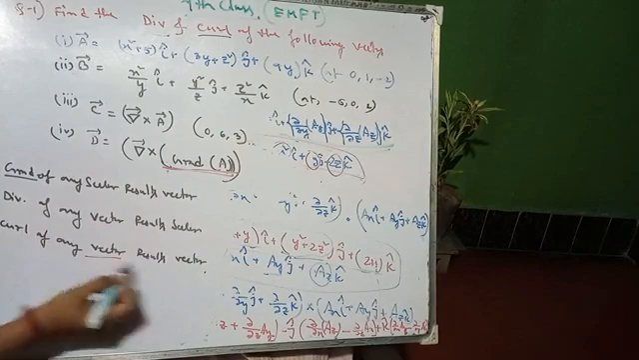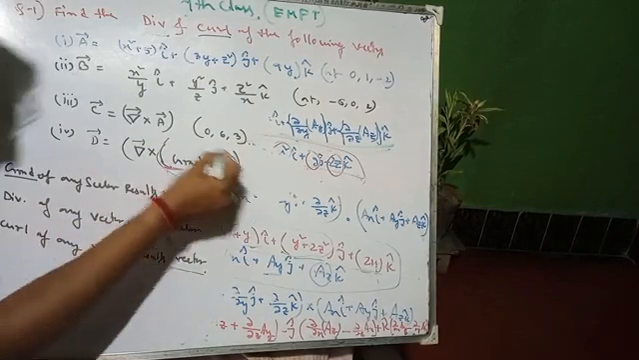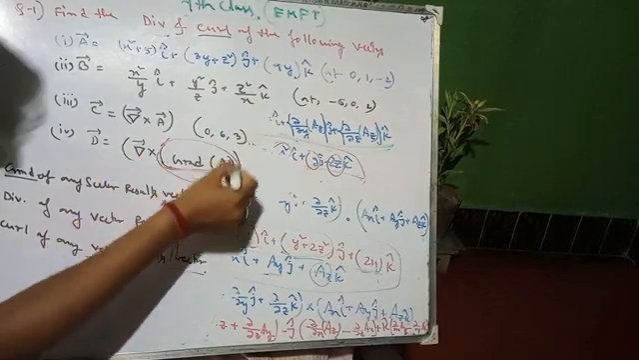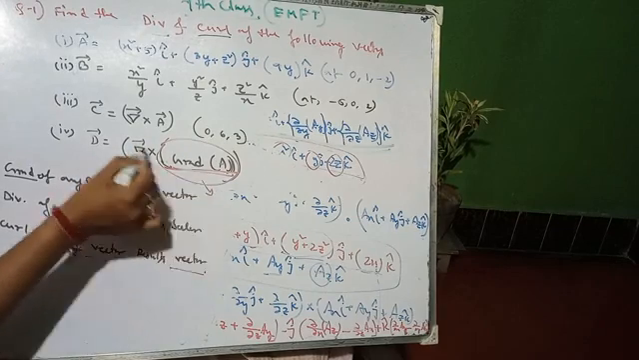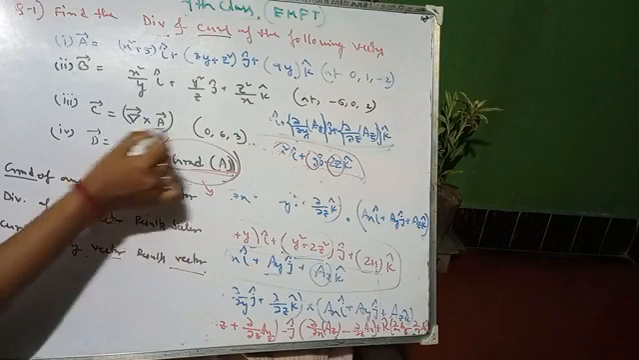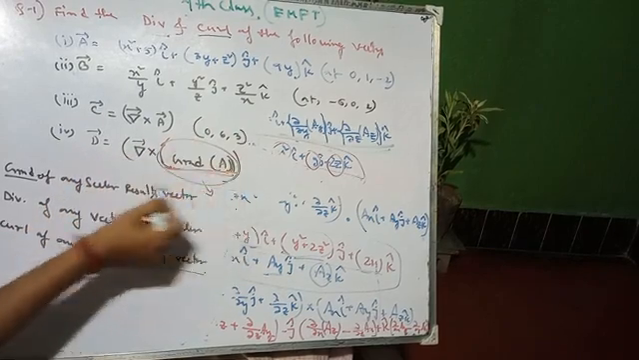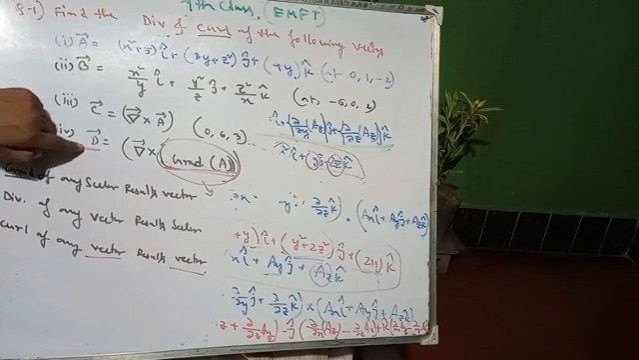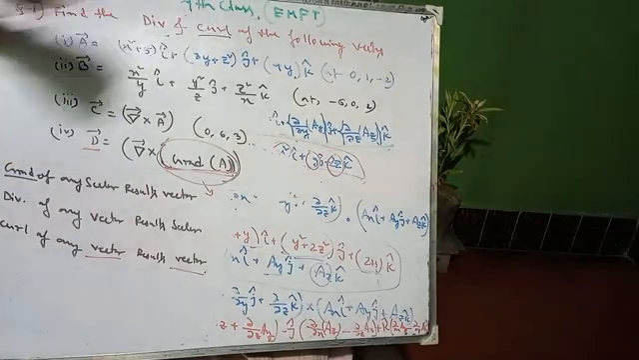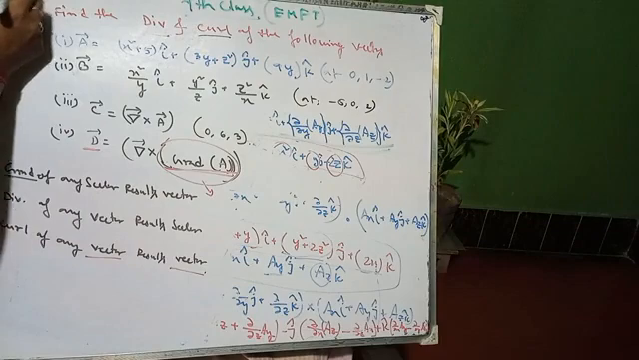gradient of a means what? Gradient results vector. So it is a vector quantity. So this vector you have to perform curl. So curl of any vector, again it is a vector. So this vector can be treated as a D vector, and over this D vector you have to perform divergence and curl. Okay, this is your homework.